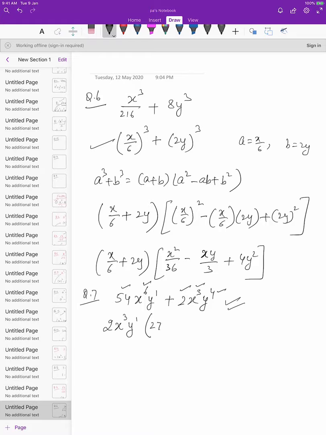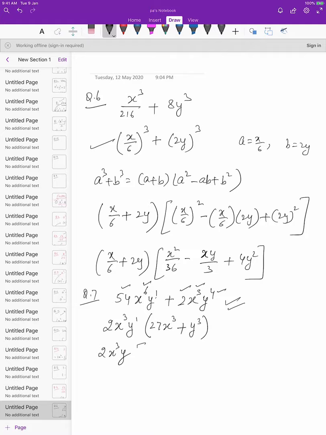Out of 6 powers of x, 3 powers have been taken out and 3 are still inside the bracket. 1 power of y has already been taken out. From the second term, 2 is already out, x cube is already out, y, out of the 4 powers of y, 1 power of y is out, so we are left with 3 more powers inside the bracket. Now if you look at the bracket, the outside term will remain as it is.